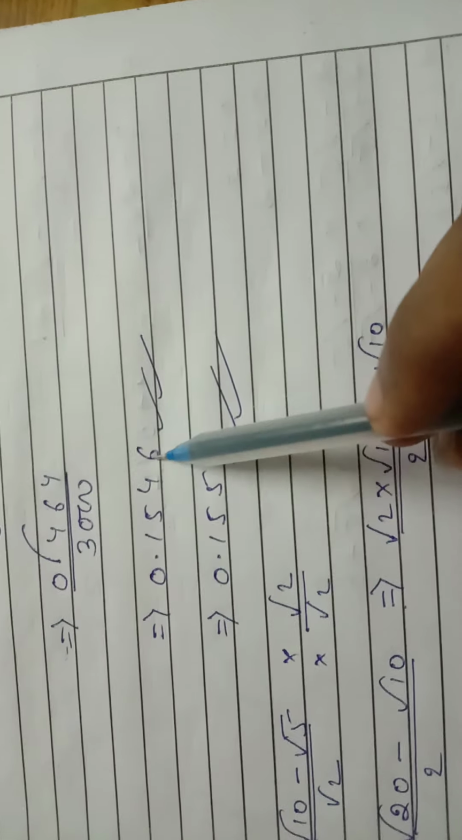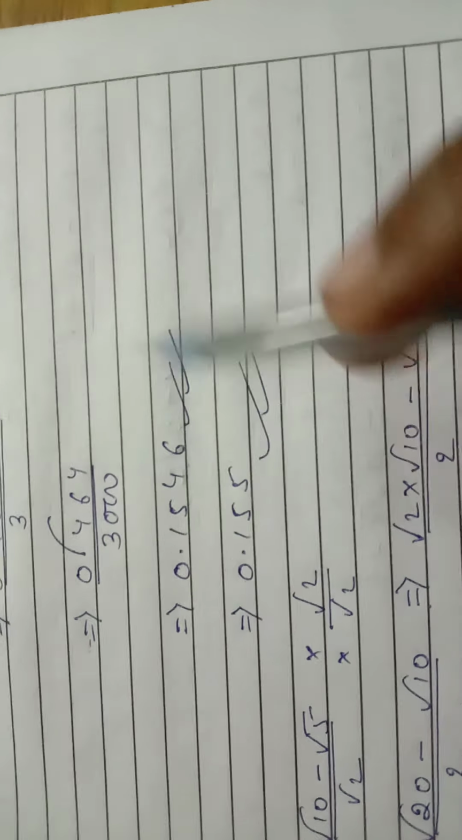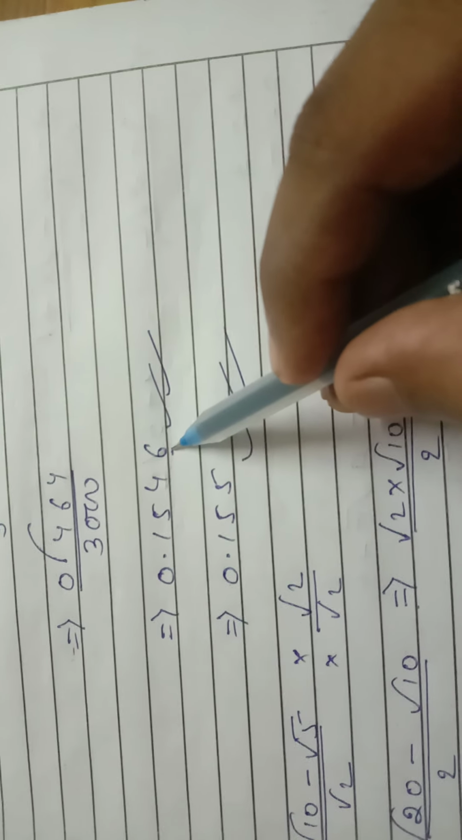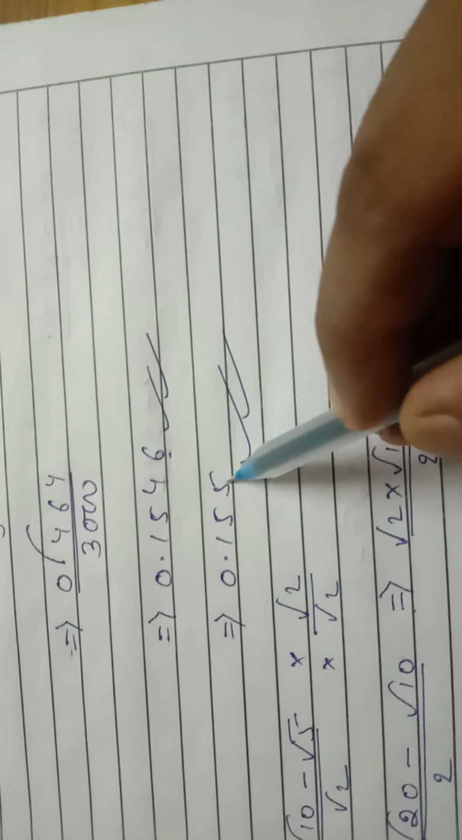So what is our answer? Here it has been asked only up to 3 digits. The 4th digit is more than 5, so this 4 becomes 5 over here.